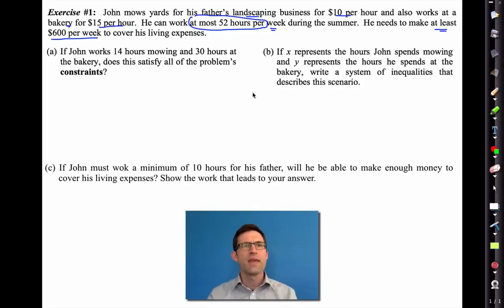Letter A. If John works 14 hours mowing and 30 hours at the bakery, does this satisfy all the problem's constraints? Now, there's really two constraints. He can work at most 52 hours, and he needs to make at least $600 per week. So I'd like you to pause the video and see if those working hours satisfy all the constraints.